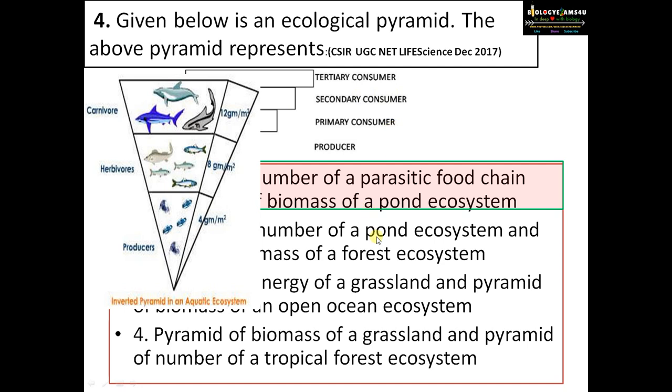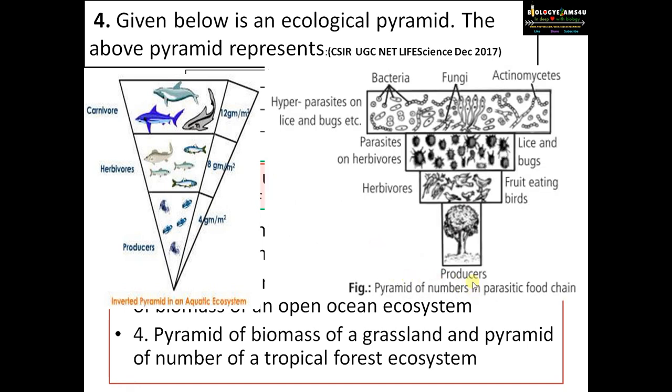This is also happening in the case of the parasitic food chain. This is a producer plant, a tree. On the tree there are many fruit-eating birds, so the number is increasing. On the fruit-eating birds there are lice and bugs. On those there are numerous thousands of bacteria, fungi and actinomycetes. As we move up, the number increases. So these are examples of inverted pyramids: biomass of a pond ecosystem and pyramid of numbers in a parasitic food chain. I'll be leaving a link in the description for more.